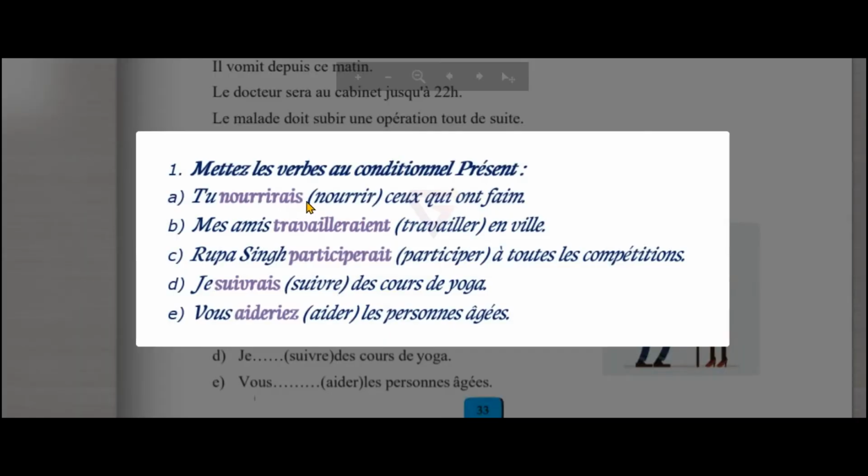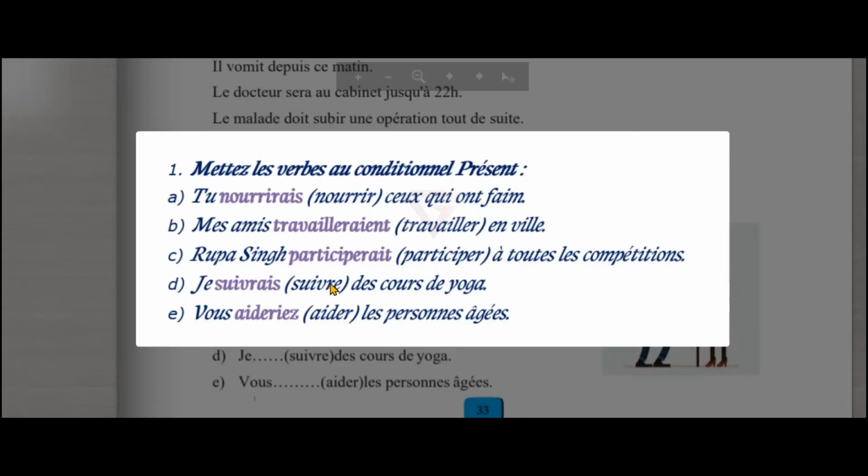So you can see here the first one, NOURRIR, it's an IR verb. So directly we are going ahead and adding AIS. Similarly, for travailler, which is an ER verb, directly we are adding the ending AIENT because it says my friends, all right? So we are using the ILS ending of the imperfect. And similarly, here it's an ER verb and we have the subject as Rupa. So we would consider it as a she, ELLE. So the ending becomes AIT.